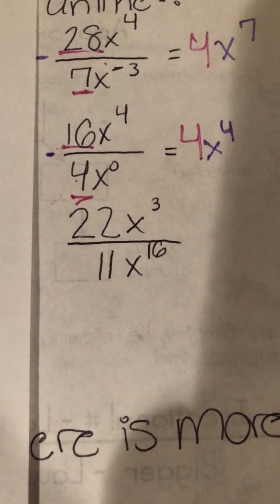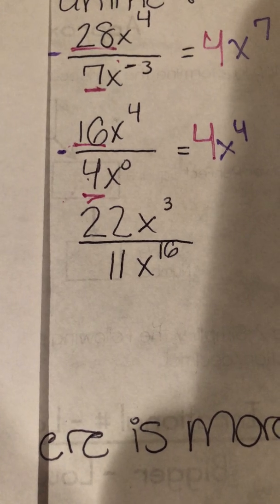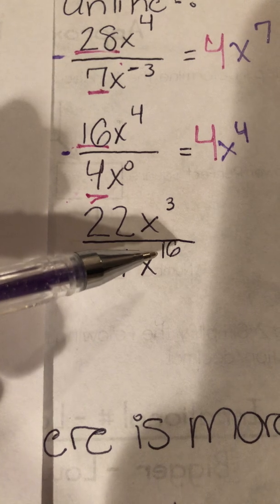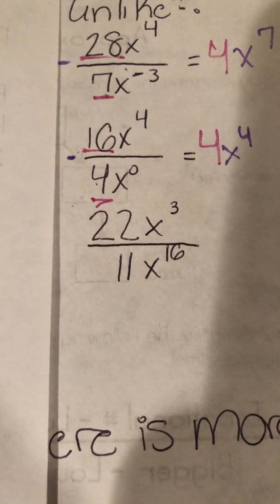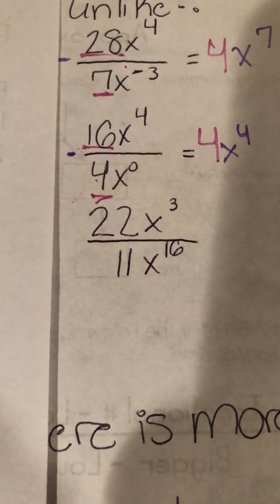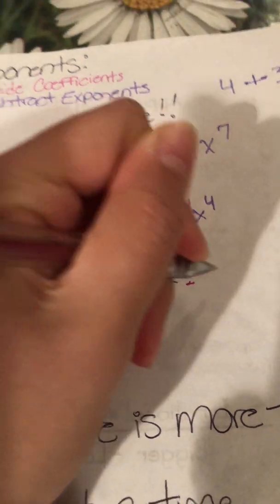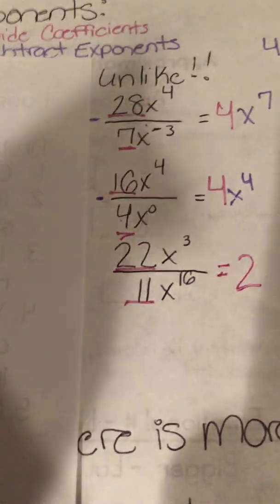All right, our last one. 22x to the 3rd over 11x to the 16th. So here I have a bigger exponent on the bottom than on the top, which is totally fine. You still proceed the same. First step is to divide the coefficients. 22 divided by 11 is 2.